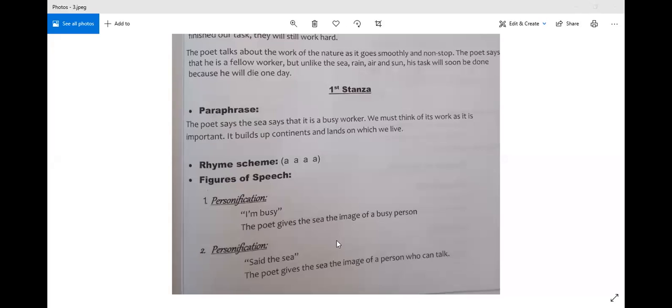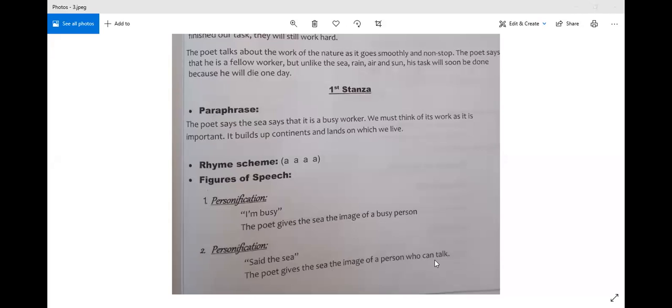Thank you so much, Shira. That's perfect. So, guys, do we have another personification here? Yes, we have. Said the sea. Hey, the sea is speaking? Of course not. But the poet here gives the sea the image of a person who can talk.